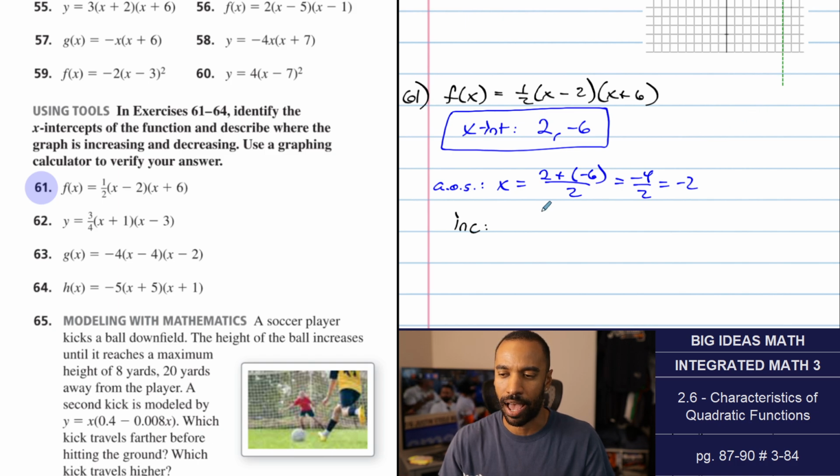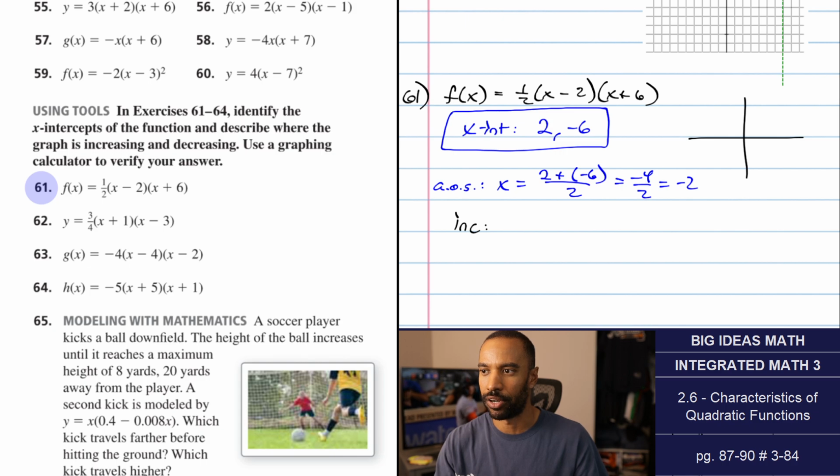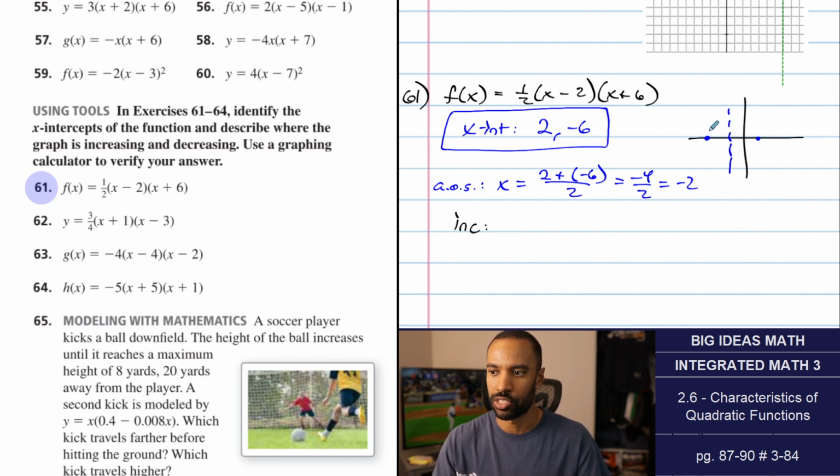This is an upward-facing graph. So here, let me give you a preview of this graph. They said use a graphing calculator. I'm going to use this. Here's 2. Here's negative 6. Here's the axis of symmetry. It's an upward-facing graph, so it does something like that, right?